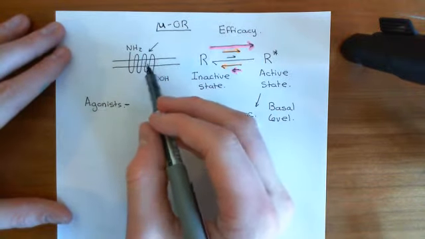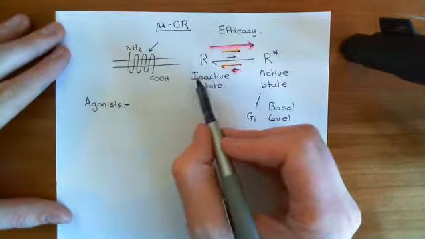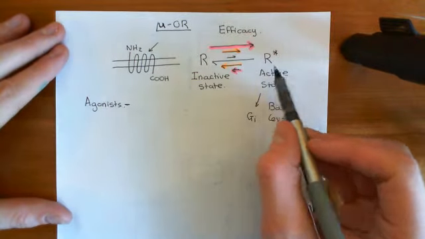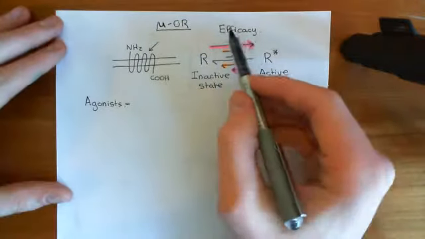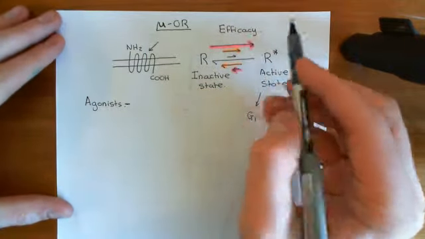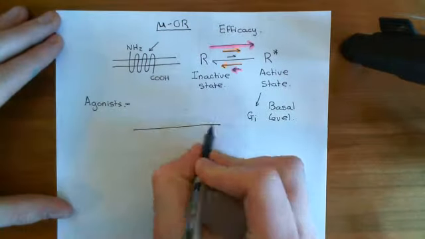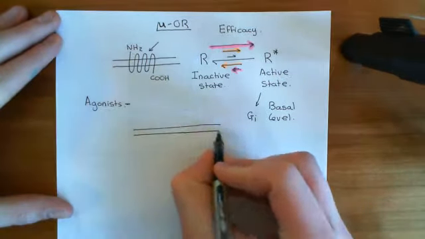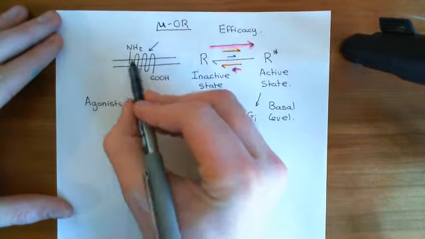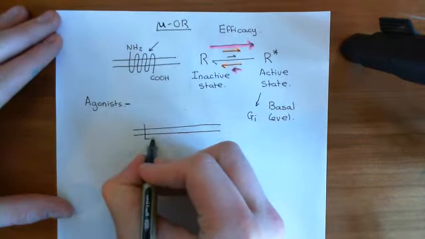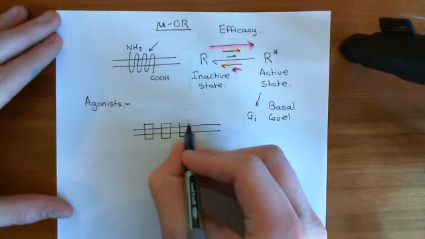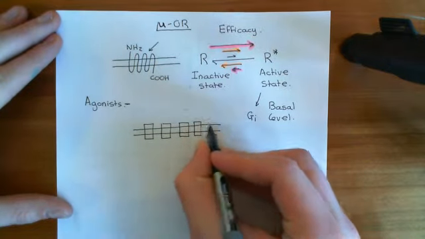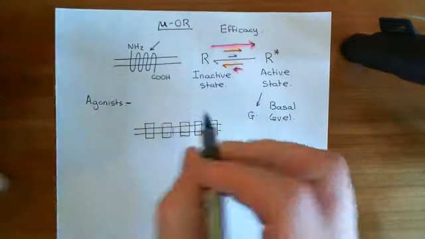Now, even when the ligand is bound, some of them will be in the inactive state and some of them will be in the active state. What fraction of them will be in the active state and what fraction in the inactive state is to do with the efficacy, basically, of the drug. To make this clear, we'll demote the mu opioid receptor just for the ease of drawing to being represented as a box. So these boxes now represent different mu opioid receptors. We are assuming that every single mu opioid receptor has a ligand molecule bound to it.